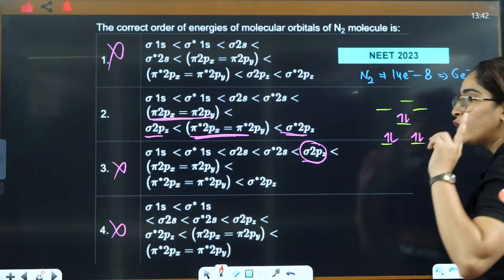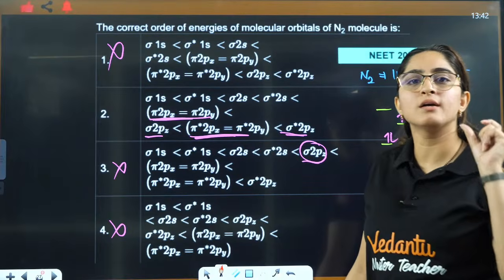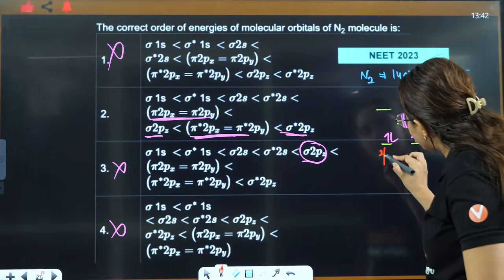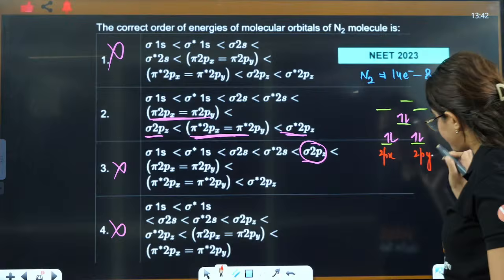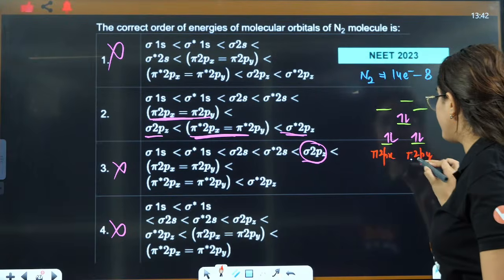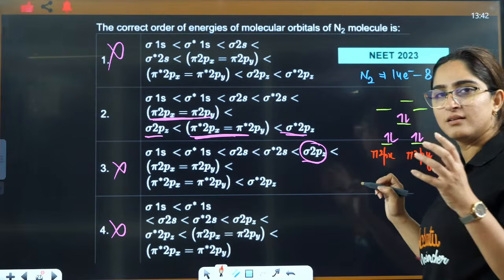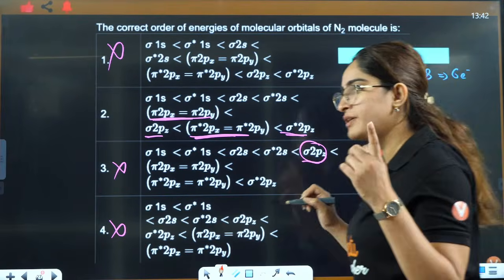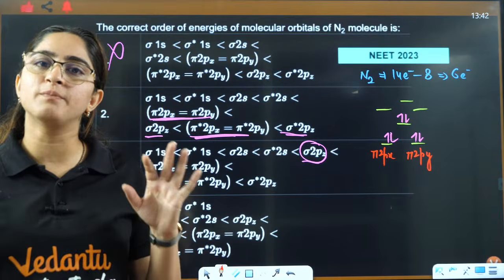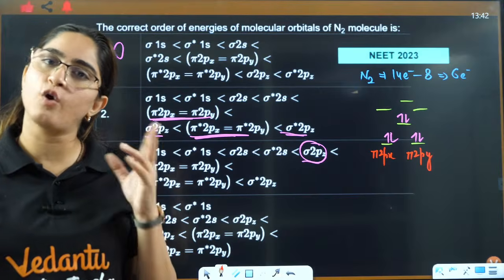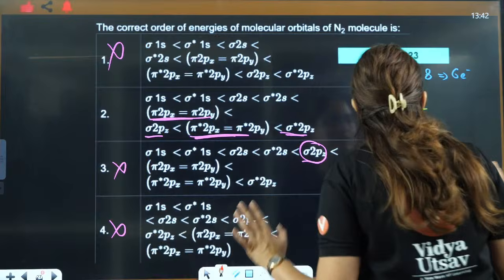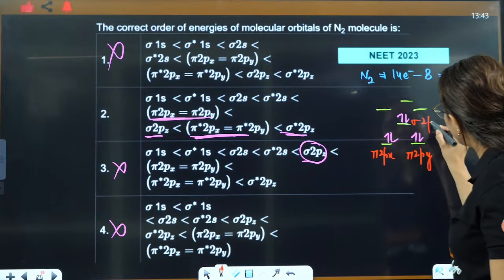What do you mean? The 2 always will be for 2px and 2py. So this is always 2px and this is 2py. Because they are pi, you will write pi 2px, pi 2py. And there is always one couple in your class, and this couple is 2px, 2py. There is one single person in your class, that is 2pz, who always wants to stay single in class, right? So this is sigma 2pz.